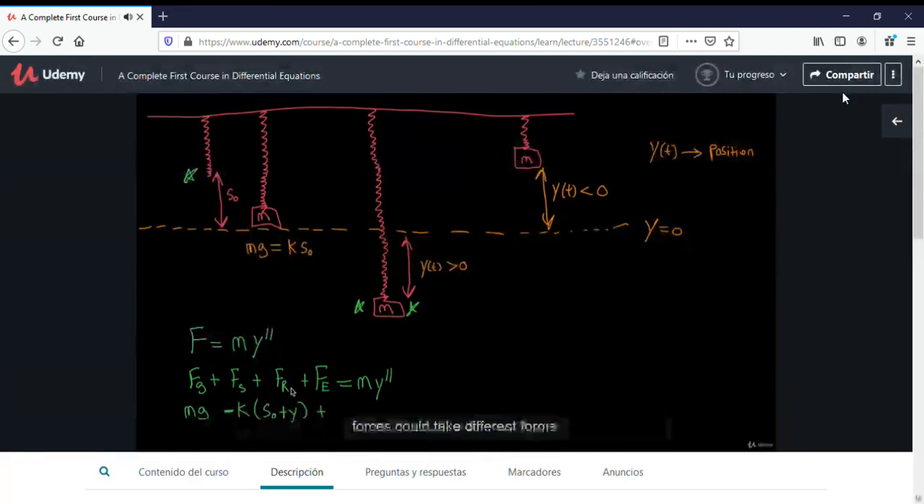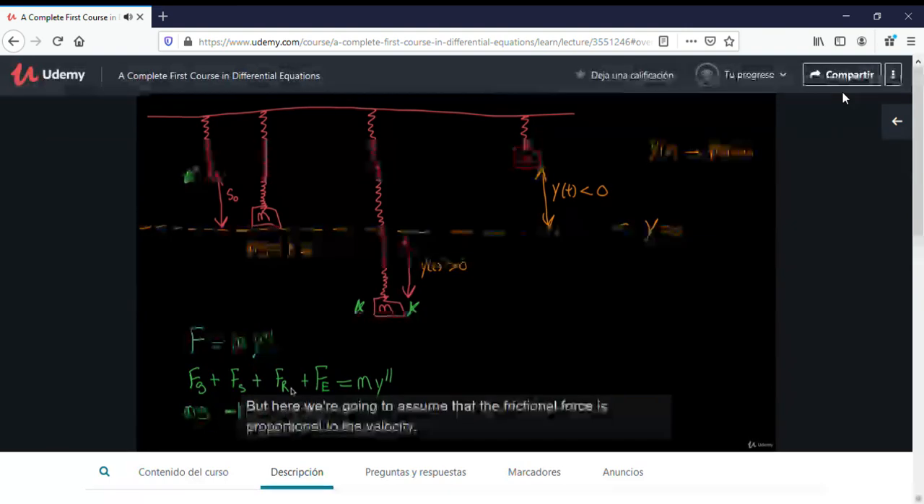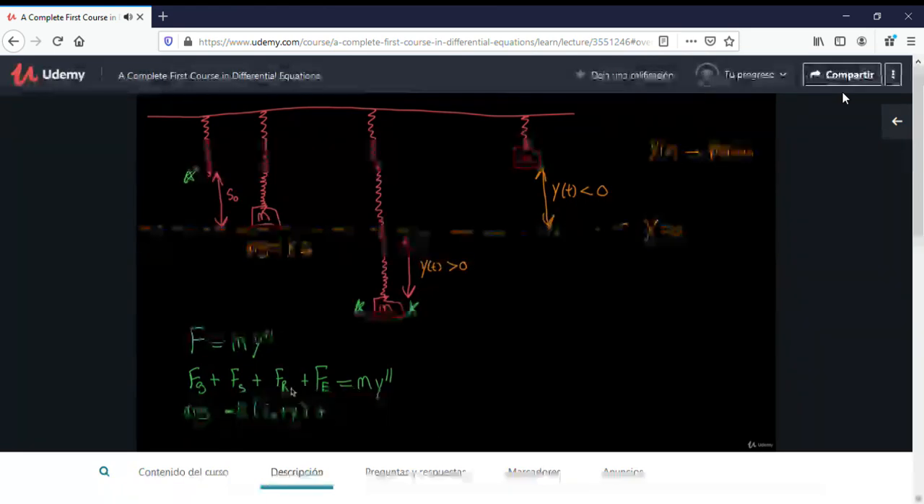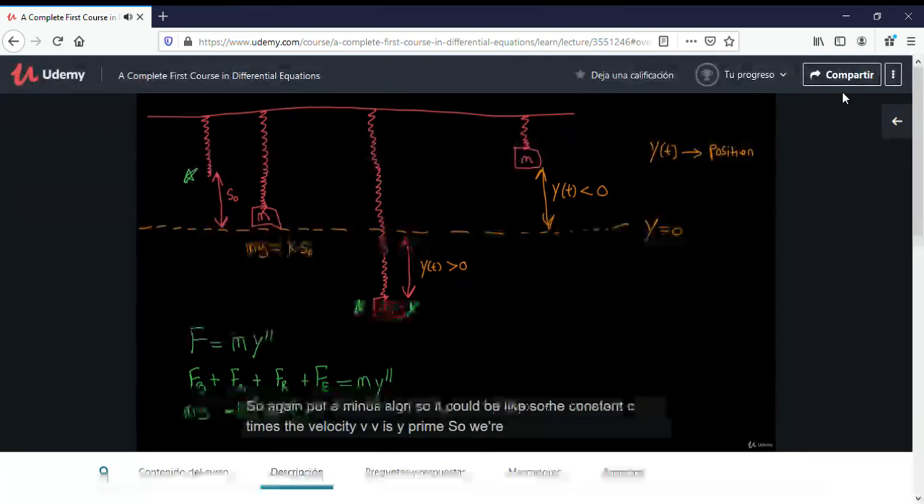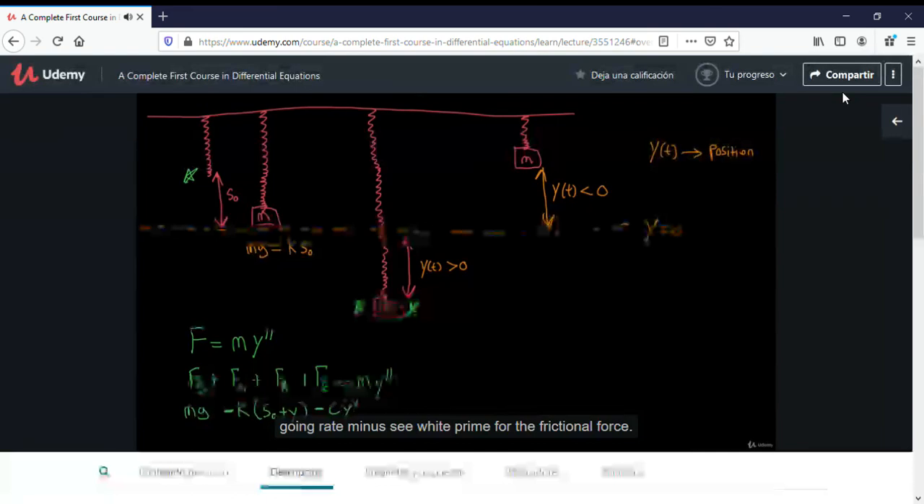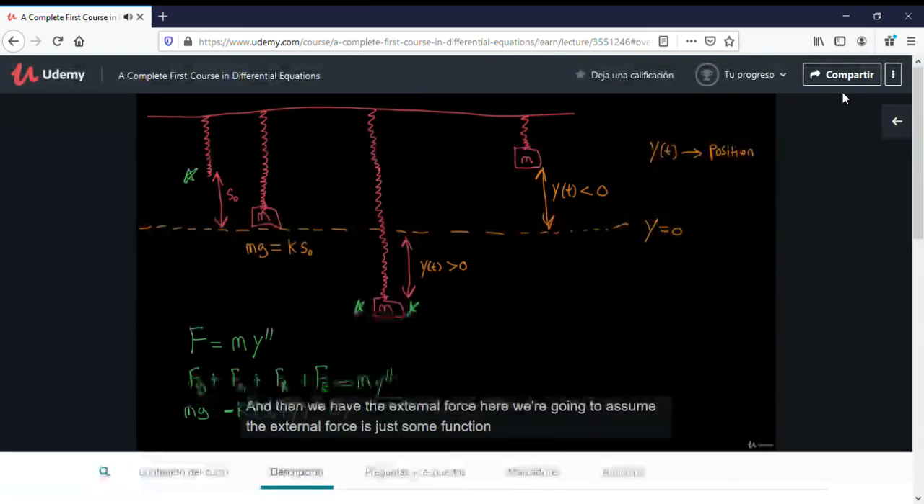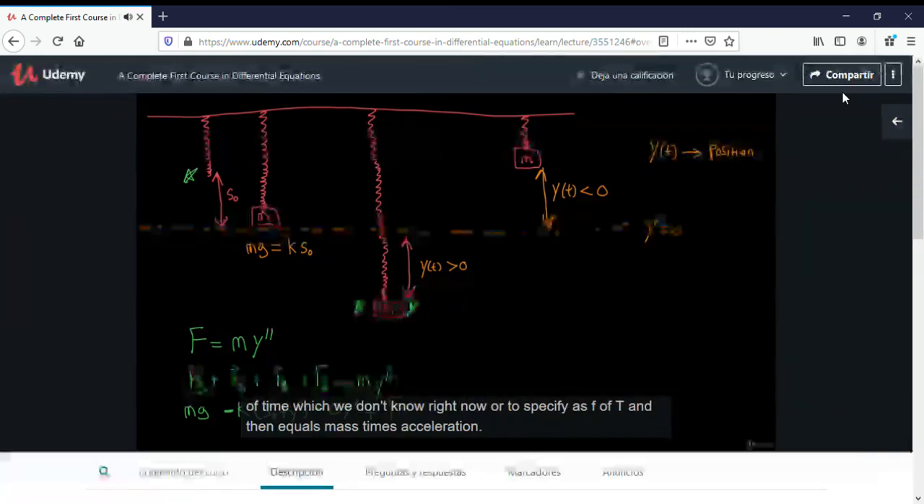Plus any frictional forces. The frictional forces could take different forms, but here we're going to assume that the frictional force is proportional to the velocity. The frictional force would oppose the motion, so we're going to put a minus sign. It could be some constant c times the velocity v, but v is y prime. So we're going to write minus cy prime for the frictional force. Then we have the external force. Here we're going to assume the external force is just some function of time, which we don't know right now. We'll just specify it as f of t. And then that equals mass times acceleration.